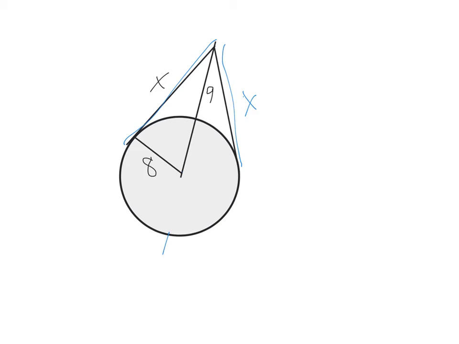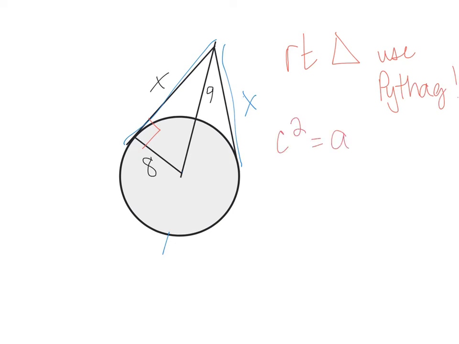Okay, so what I'm going to do is remember that the radius and the tangent line, they're perpendicular. And so that means I have a right triangle. And so when you have a right triangle, you get to use the Pythagorean Theorem. And we all remember that c squared equals a squared plus b squared. Okay, so my c is always the one opposite of the right angle.